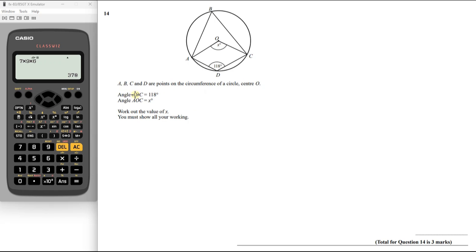Angle ADC is equal to 118 degrees. Angle AOC is equal to X. Work out the value of X. You must show all your working. So for this question, you will need to know your circle theorems.